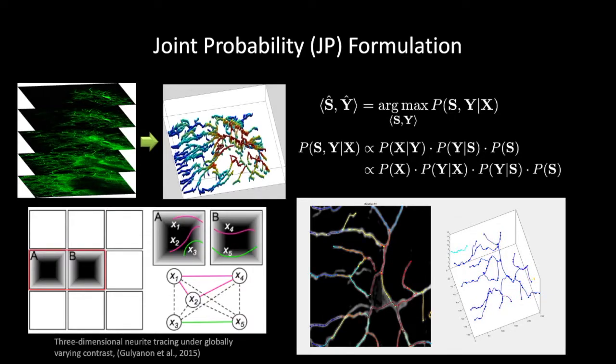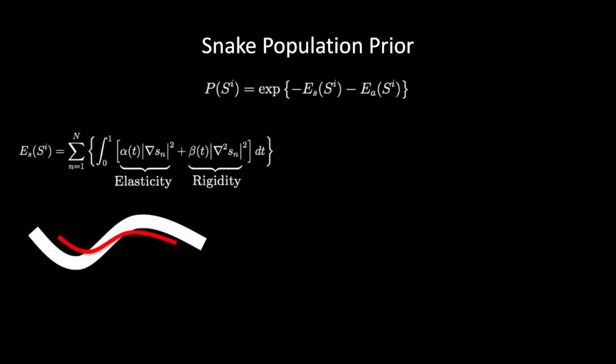These snakes evolve simultaneously based on local image statistics, local shape smoothness, and pairwise attraction among snakes. The most important factor is the snake population prior P_S. It is composed of local smoothness and pairwise attraction models. The smoothness energy is the internal energy of the active contour model, where the elasticity term prevents snakes from stretching and the rigidity term restricts snakes from bending.